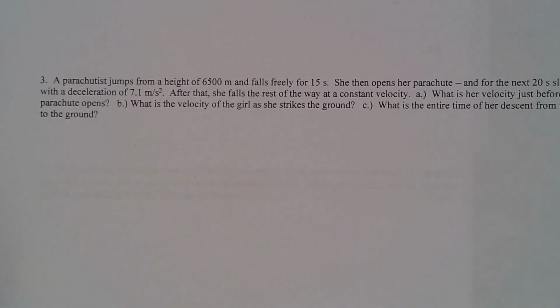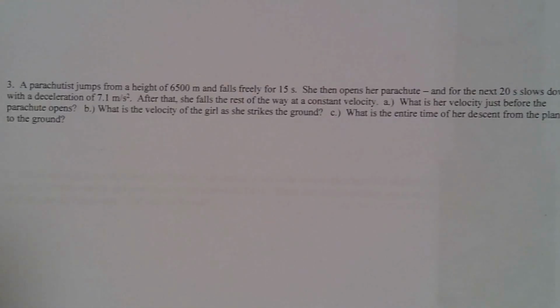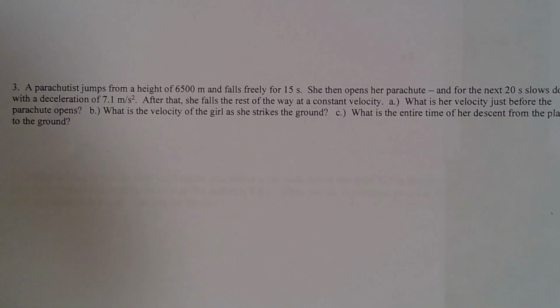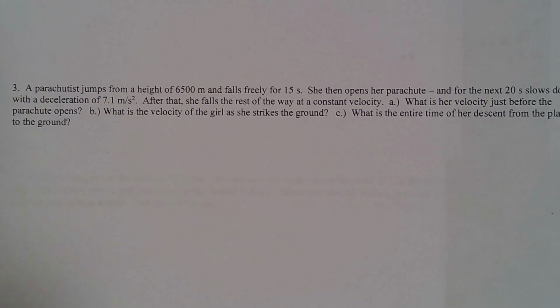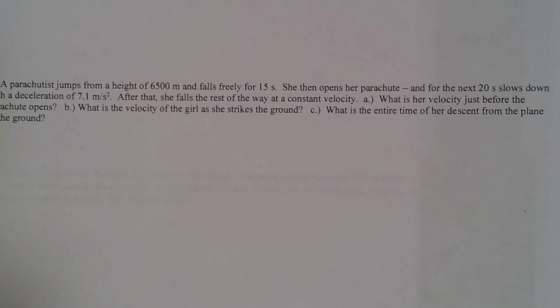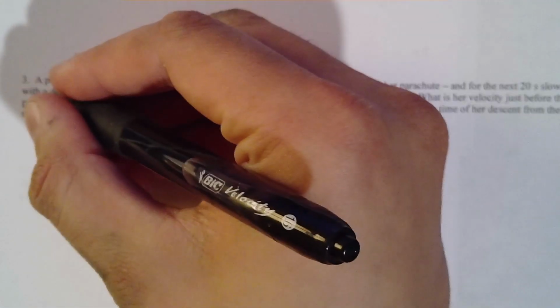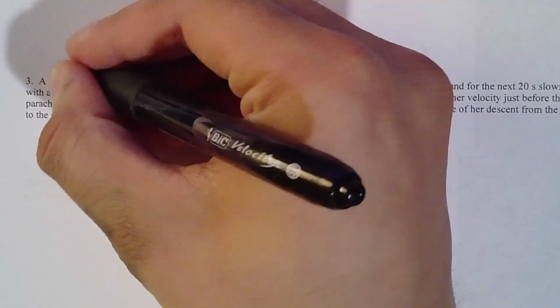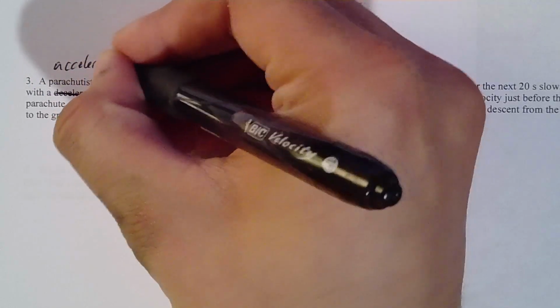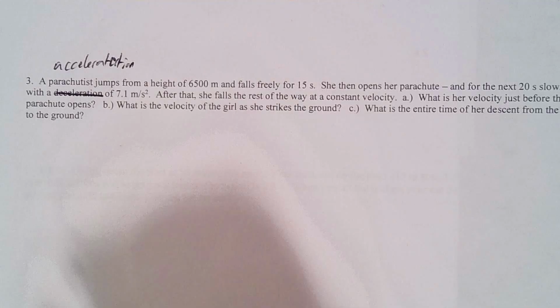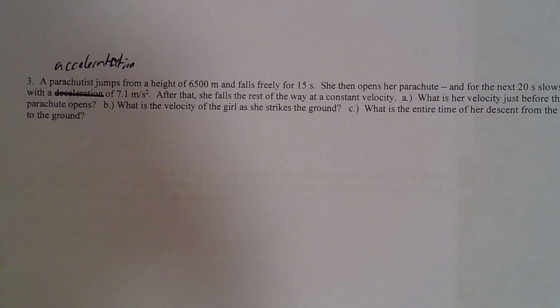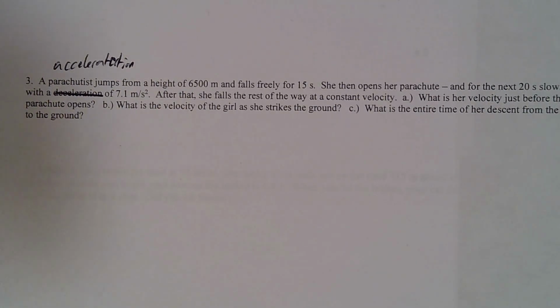I'm going to zoom in. A parachutist jumps from a height of 6,500 meters and falls freely for 15 seconds. She then opens her parachute and over the next 20 seconds slows down with an acceleration of 7.1 meters per second squared in the opposite direction. After that, she falls the rest of the way at a constant velocity.